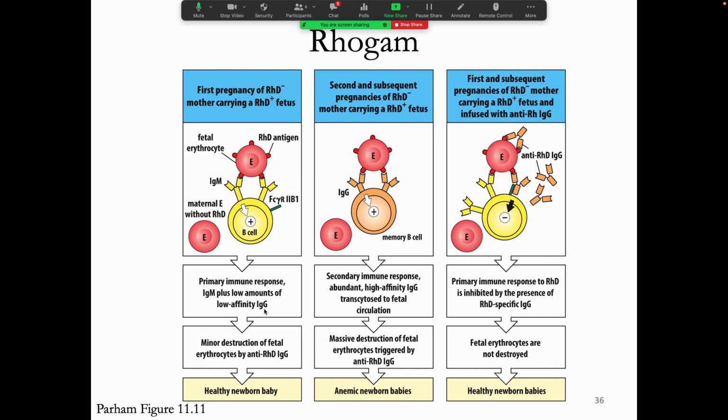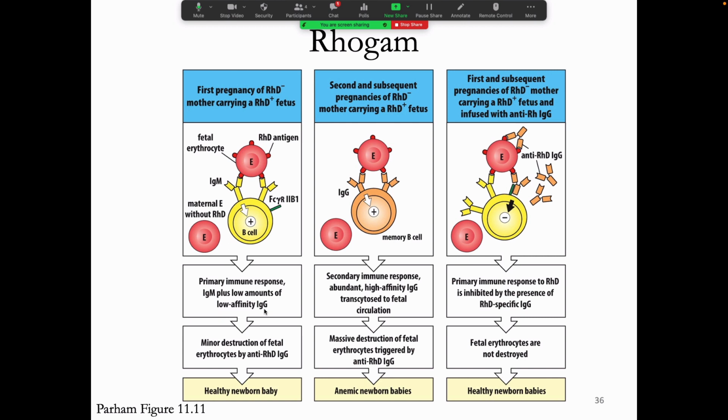And so we use this knowledge and we treat the mom with antibodies. So now she has IgG present during that first pregnancy. And because that IgG is present, it turns off naive B cells. It makes it so that they cannot be activated. And so now she's not going to ever make a memory B cell response of her own. She's not going to make an IgG response of her own. And she's going to be protected from making this response and harming the baby.